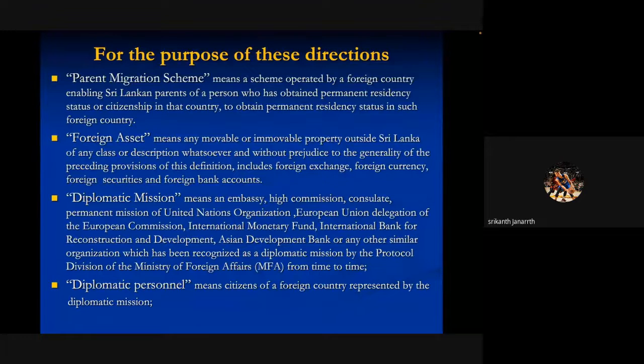Diplomatic mission is the entity, the High Commission. The US High Commission in Sri Lanka, the UK High Commission in Sri Lanka, the Indian High Commission, all those offices are considered diplomatic missions, right? That is the definition. Including, you can say, the UN, European Union, IMF, International Monetary Fund, all coming under diplomatic missions. The World Bank is considered the International Bank for Reconstruction and Development, ADB, Asian Development Bank, and other similar organizations, right? All that is the diplomatic mission. Now you know what it means.